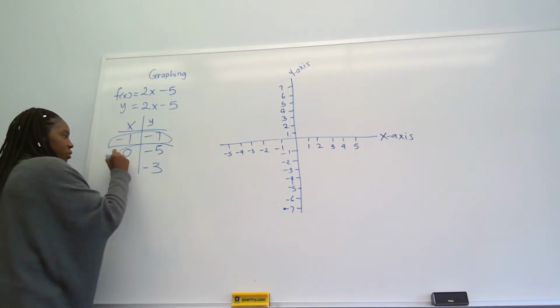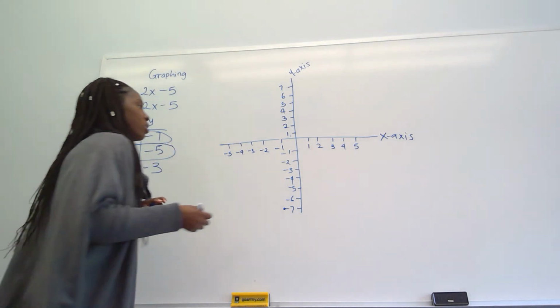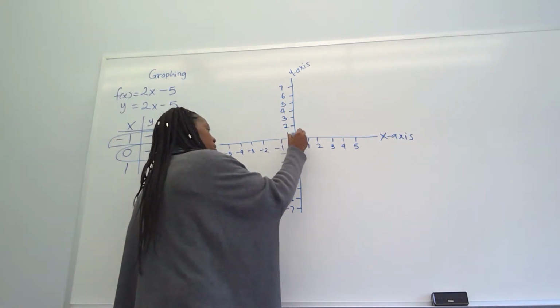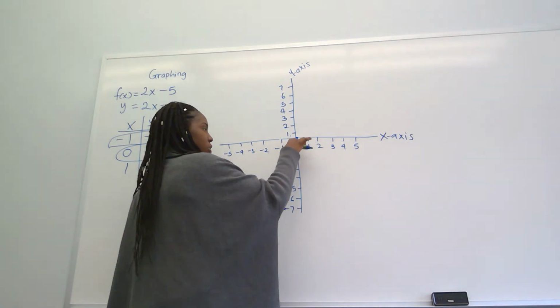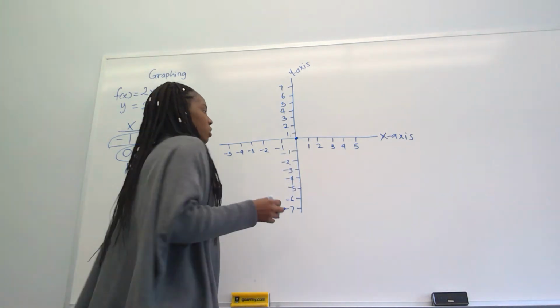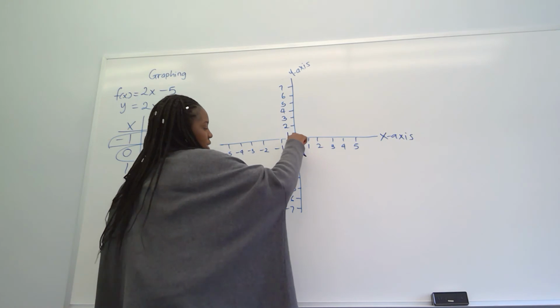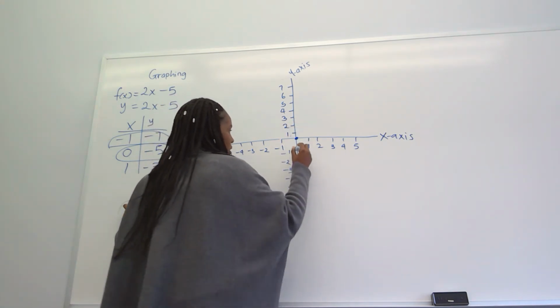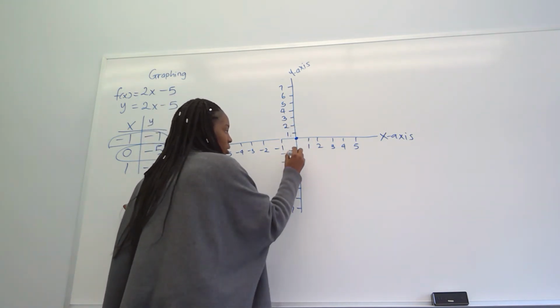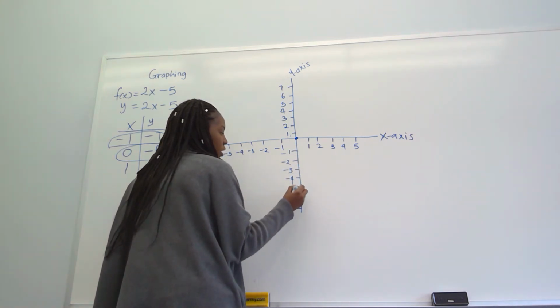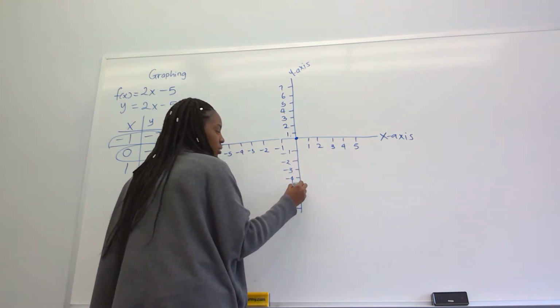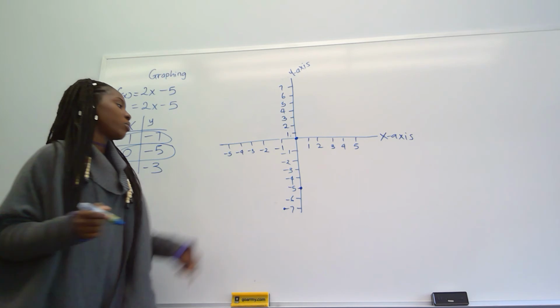Our second point is 0 and negative 5. So this is the origin. This is where our x value is 0 and our y value is 0. So when x is 0, y is negative 5. It's going to be going down 5 times: 1, 2, 3, 4, 5. This is where our point is going to be, the second point.